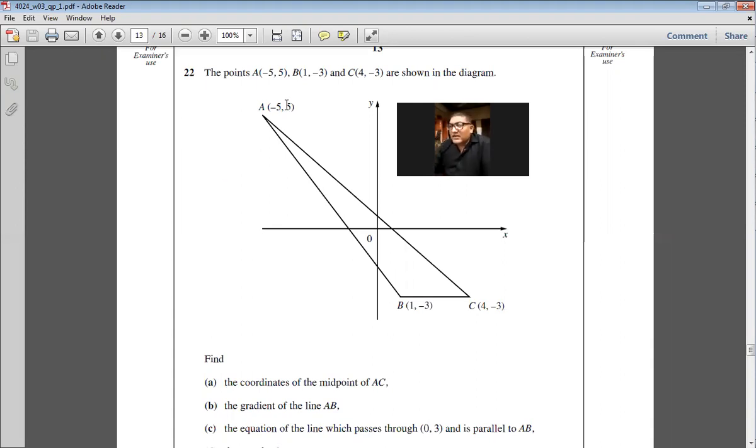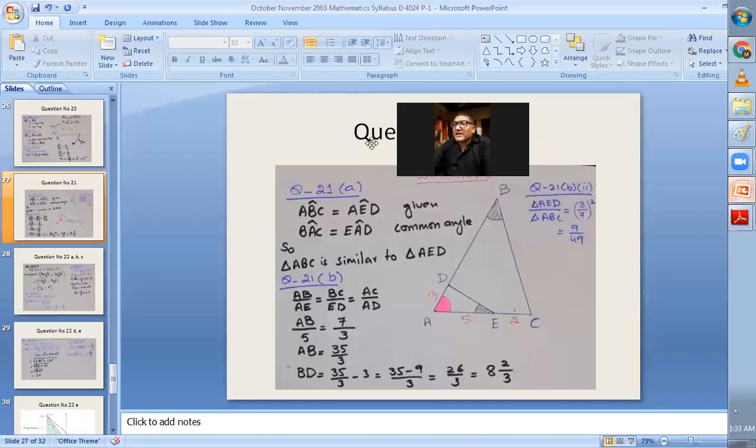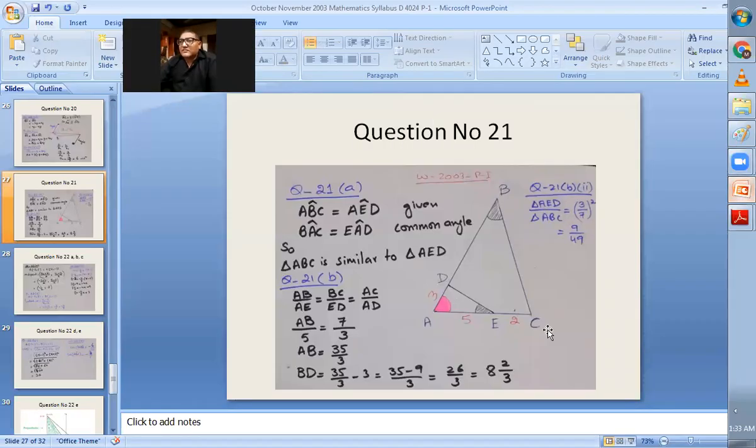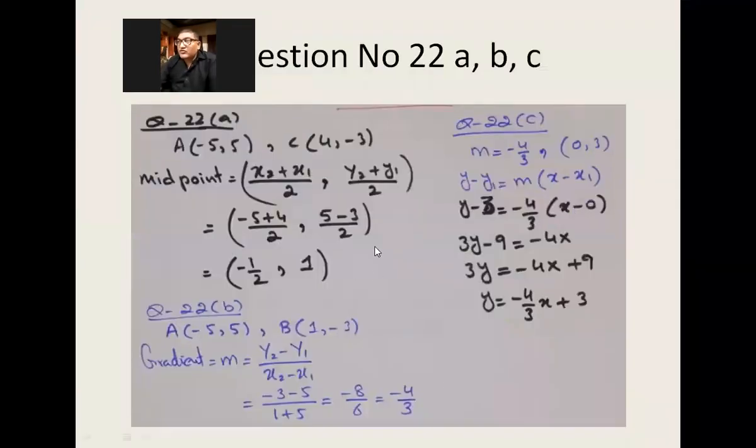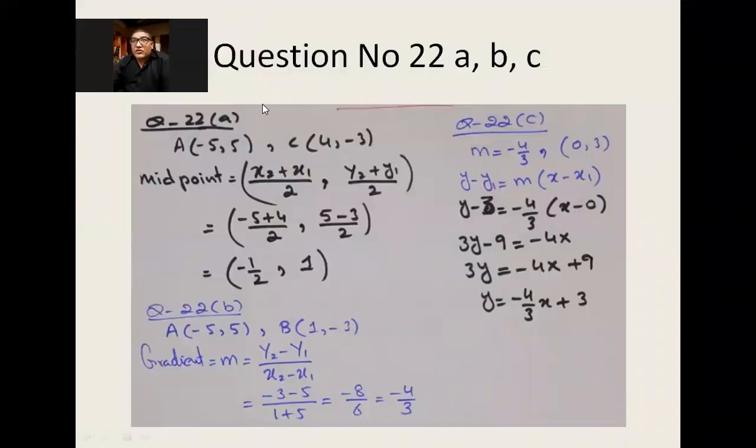I know the coordinate of A, I know the coordinate of C. He wants me to find out the midpoint of AC. So the midpoint I can find, the formula is very famous: x2 plus x1 divided by 2, comma y2 plus y1 divided by 2. I've done this on paper. Let me show you my work. Okay, so question number 22. A is minus 5, 5, C is 4, minus 3.